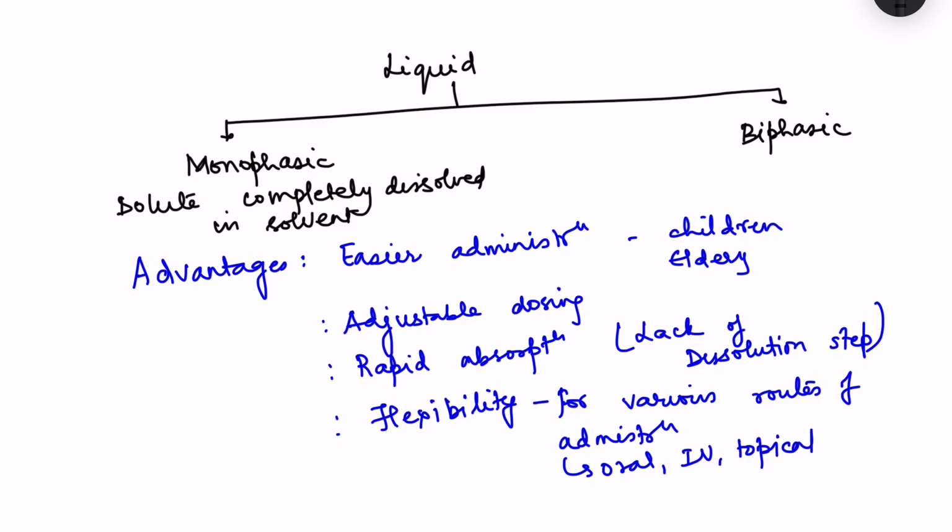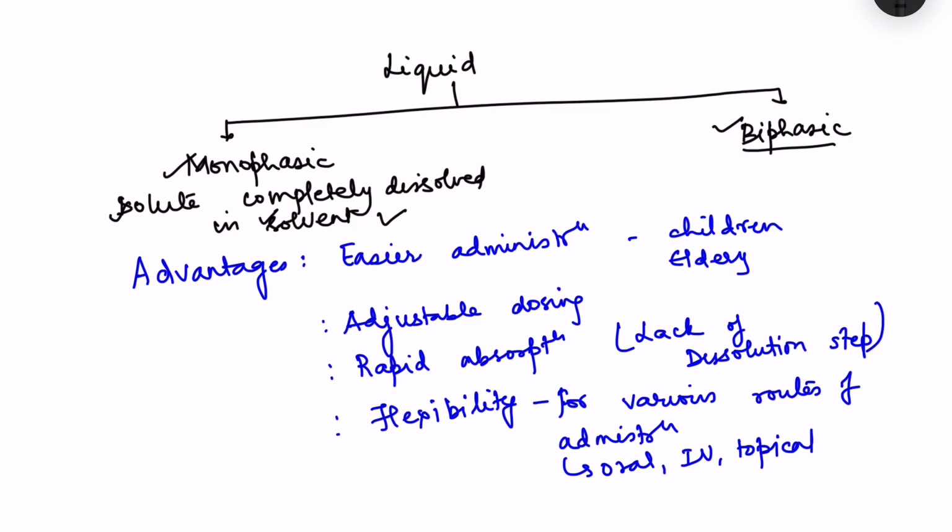Now, liquid dosage forms again come in many forms, but broadly they can be categorized as monophasic or biphasic. Monophasic means, suppose the drug is in liquid form, maybe watery form, and it is dissolved in the watery solvent. So the solute is completely dissolved in the solvent. So, solute and solvent are of the same phase, that is, both are watery. When we talk about biphasic, then one form of the drug is dissolved in another form of the solvent. Say, solid form dissolved in liquid form or oily form dissolved in watery form.